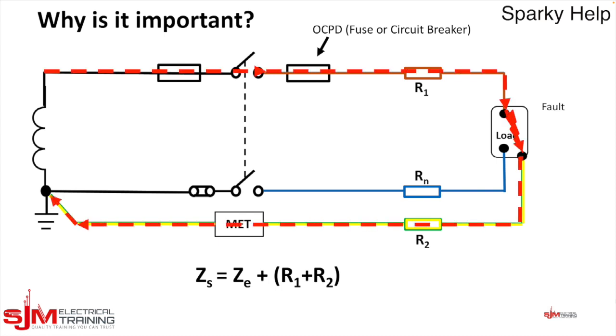And when we have a fault of negligible impedance at the end, that therefore is the fault path, the earth fault loop path. And what we want is maximum current to flow. Maximum current to flow will cause the protective device to disconnect in the quickest possible time.